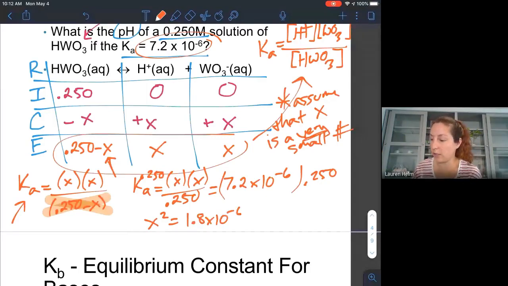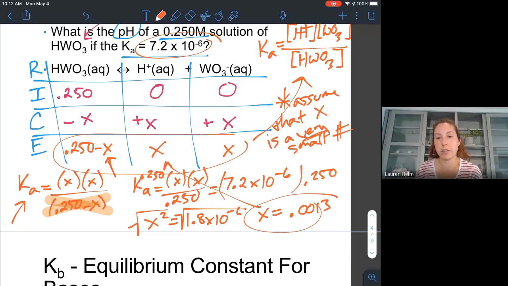How do I get X alone? I take the square root. Square root of that, I get X is equal to 0.0013. So what does this number mean? 0.0013 is the equilibrium concentration of our hydrogen ion.